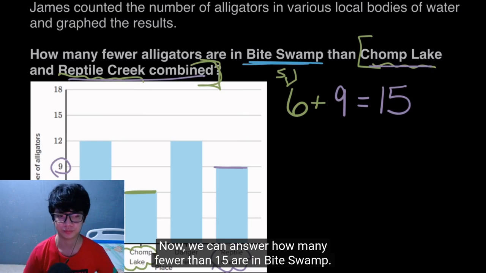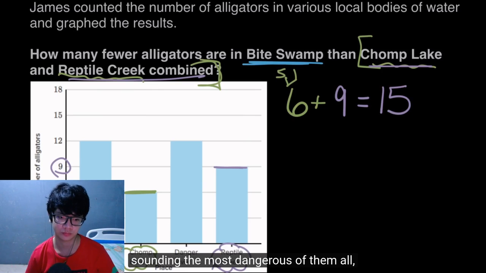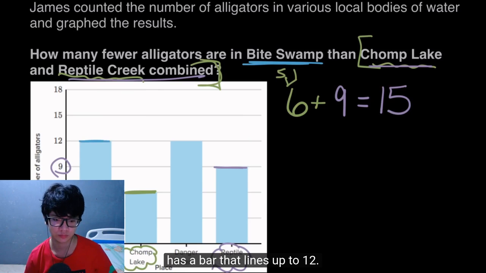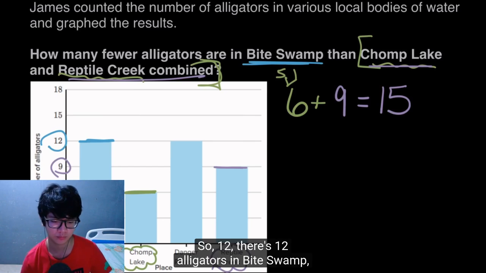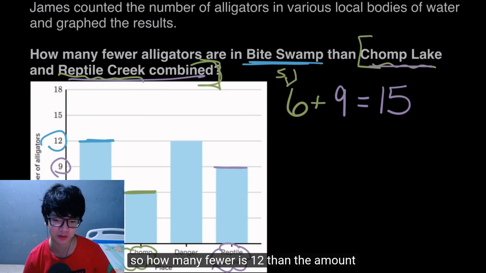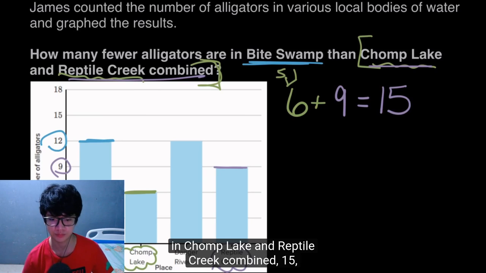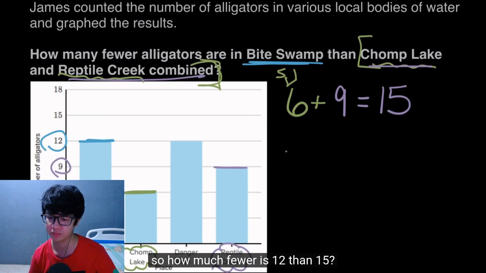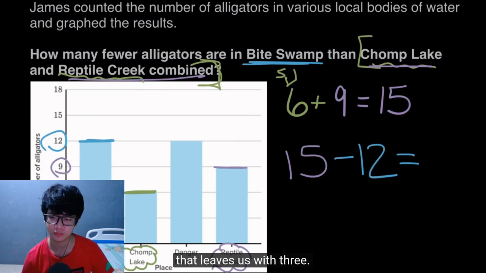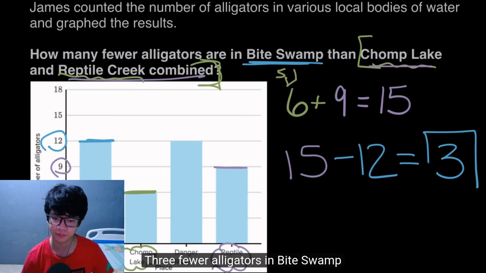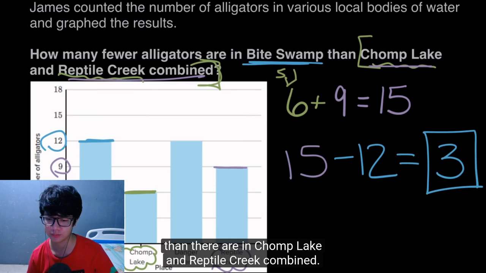Now we can answer how many fewer than 15 are in Bite Swamp. So Bite Swamp down here, sounding the most dangerous of them all, has a bar that lines up to 12. So there's 12 alligators in Bite Swamp. So how many fewer is 12 than the amount in Chomp Lake and Reptile Creek combined, 15? Well, if we have 15 and we take 12 away, that leaves us with 3. There are 3 fewer alligators in Bite Swamp than there are in Chomp Lake and Reptile Creek combined.